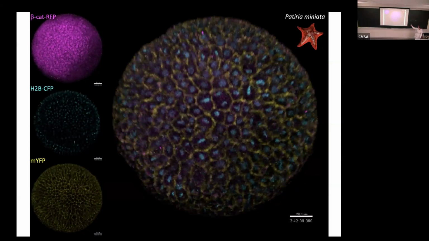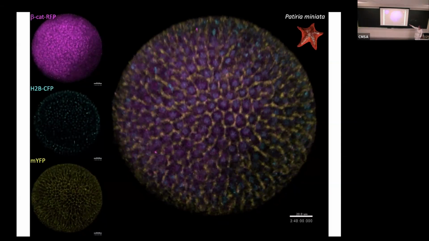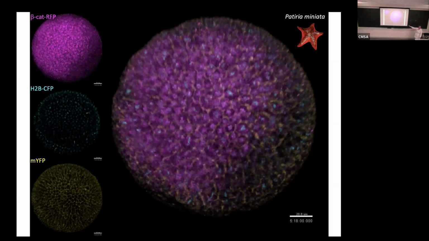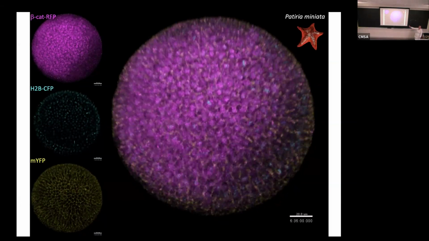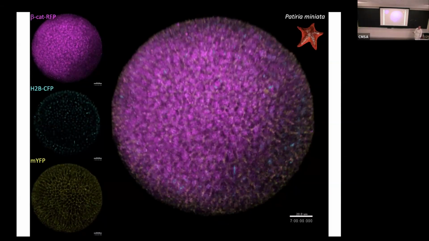Here you're just seeing one of the sister embryos that is now expressing a tagged version of beta-catenin, and we can see it go into the nucleus in the field of mesoderm and endoderm precursors.